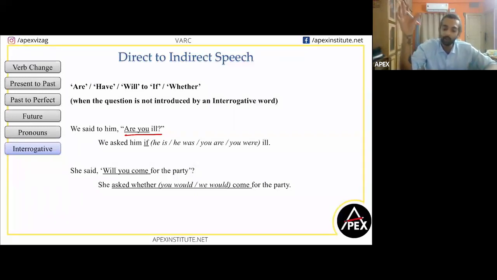Okay, then what will happen? We asked him if he was ill. Okay, enduku it goes from simple present to simple past. Okay, next, when she said, will you come for the party? Okay, so what is this again? She asked whether we would.